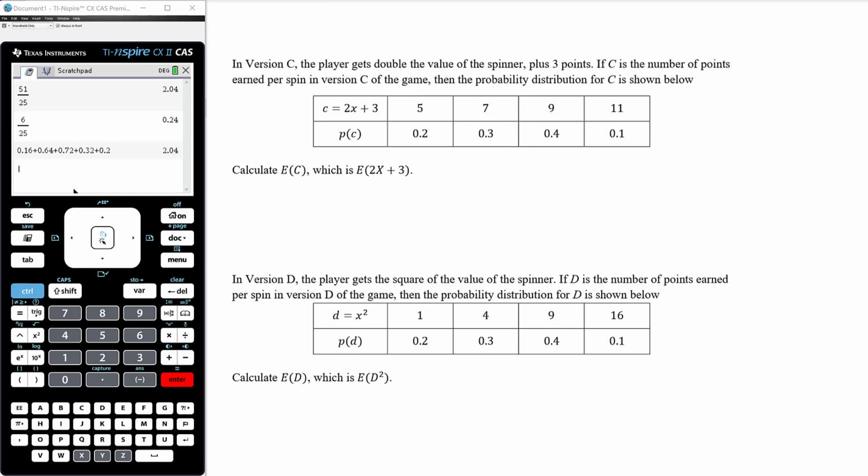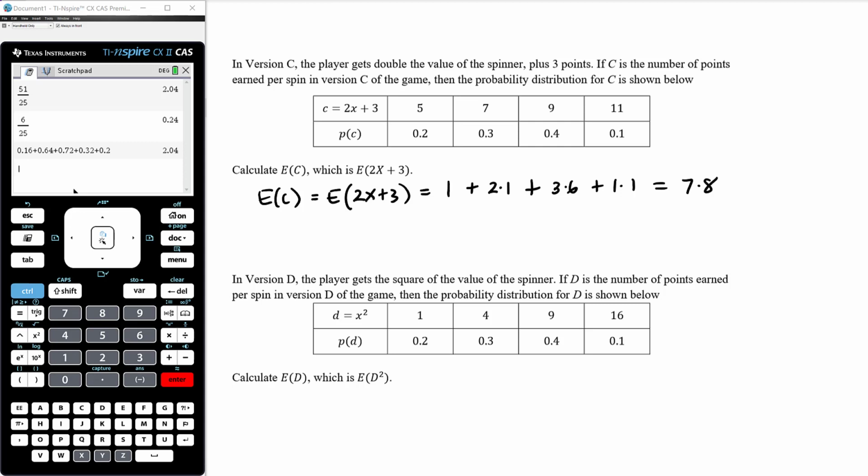We're going to work out the expected number of points in version C of the game. So the expected value of C, which is the same as the expected value of 2x plus 3. Okay, so again, 5 times 0.2 is 1, 7 times 0.3 is 2.1, 9 times 0.4 is 3.6, and 11 times 0.1 is 1.1. So adding those up, we have 3.1, 6.7, 7.8.